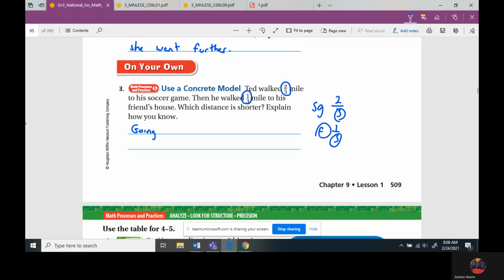Because shorter means less than. So we're saying it takes longer to walk to the soccer game, which is true. It's shorter to walk to his friend's house. Explain: we have the same denominator, but different numerators.